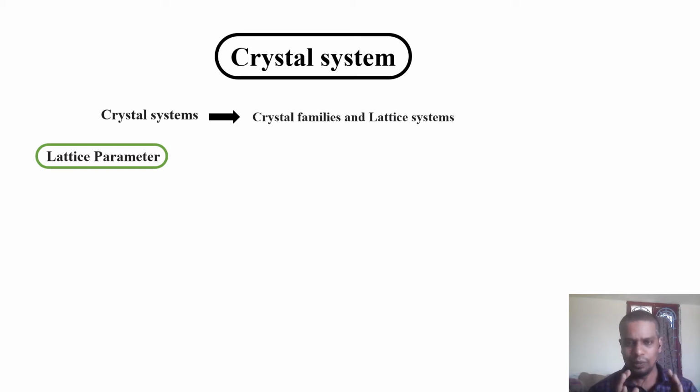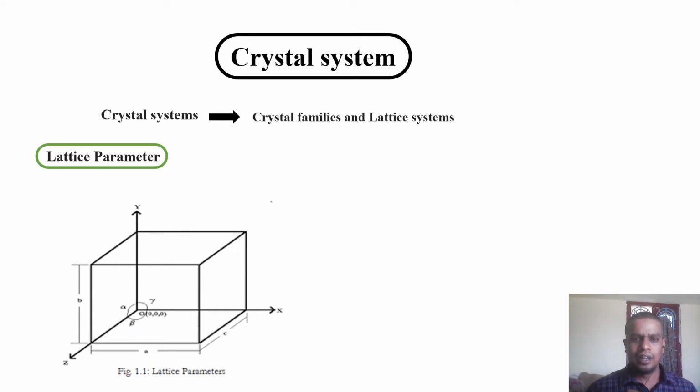Then there are three more angles. That is what we are going to look at in this picture. Here we have taken a cubical structure, or maybe a rectangular kind of structure. Look at this diagram. There are three axes: the x-axis, y-axis, and z-axis. We have chosen one of the corners as the origin of the coordinate system.